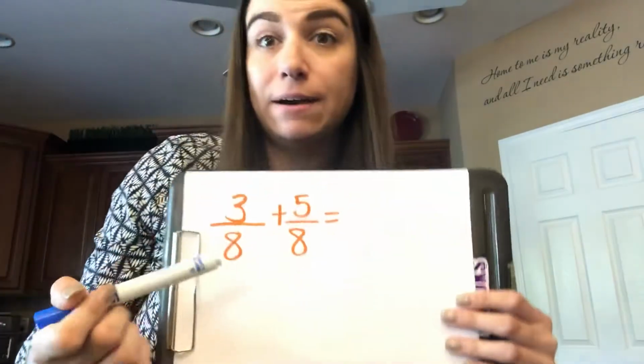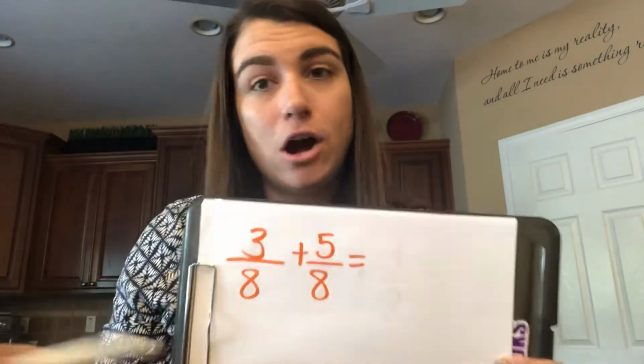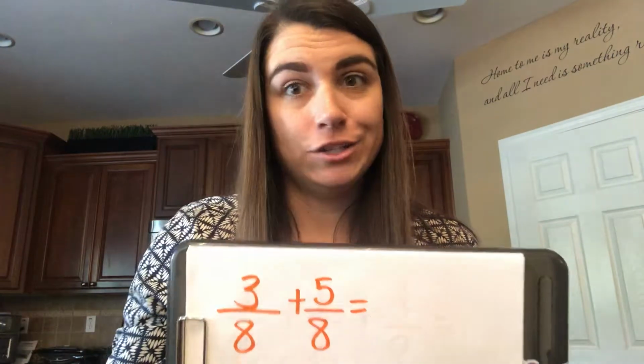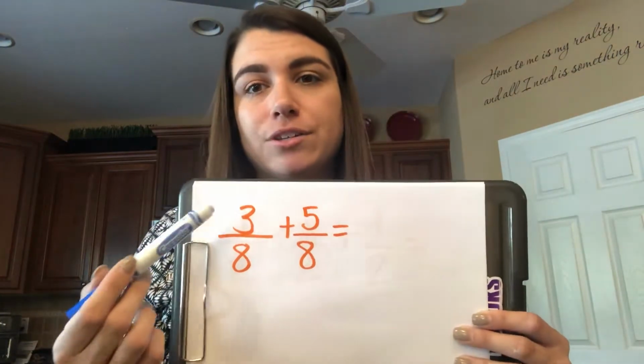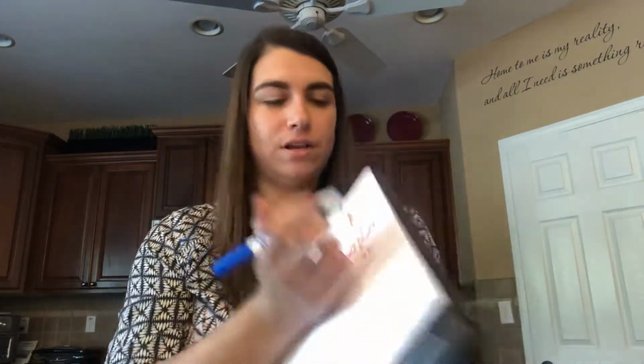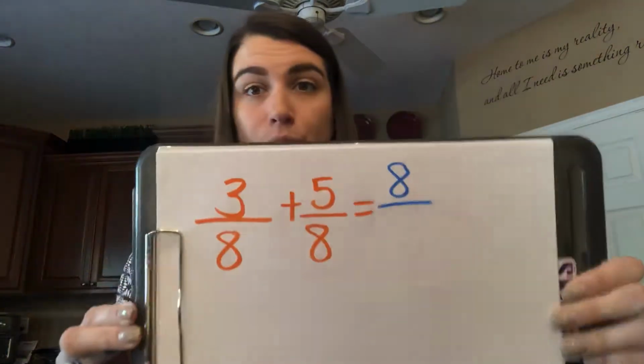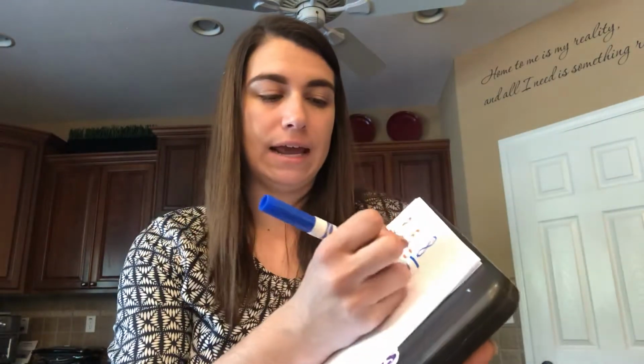All right, so when the denominators are the same, we can add. All the problems today will have the same denominators, so you can just add the numerators. So 3 plus 5 is 8, and our denominator stays the same when you add fractions, so it's going to stay an 8. So we're going to get 8/8.